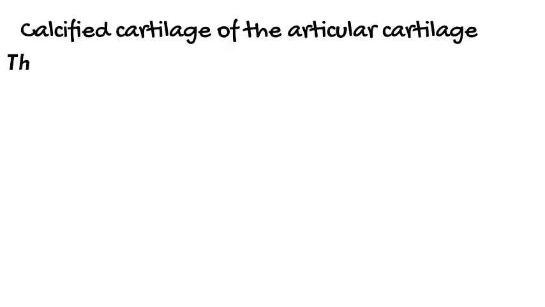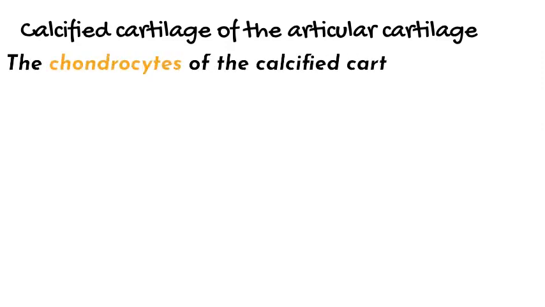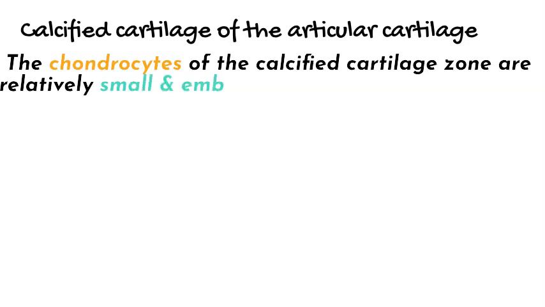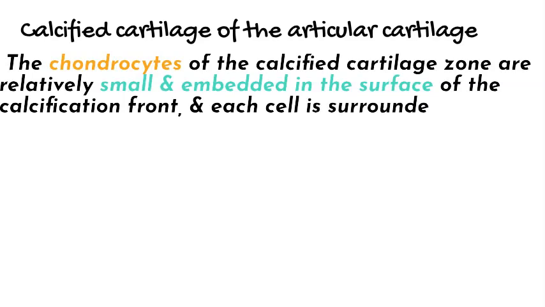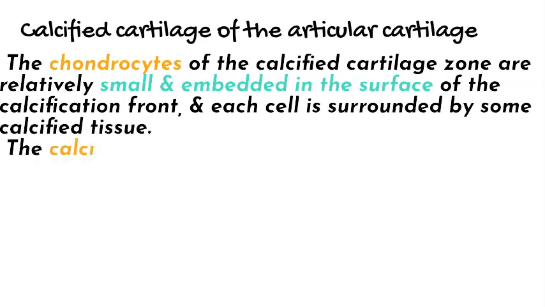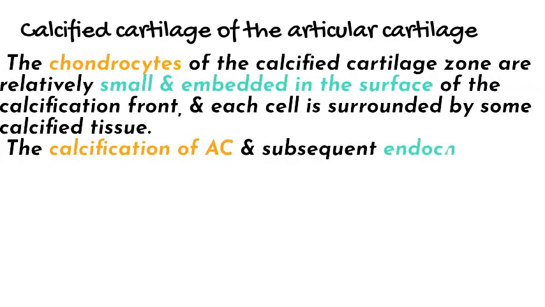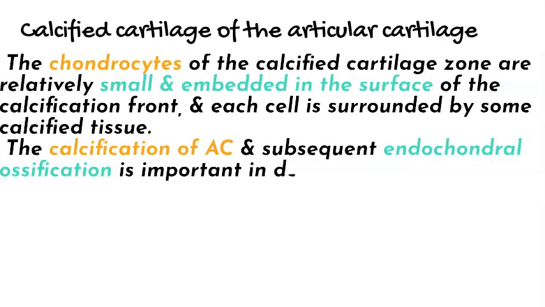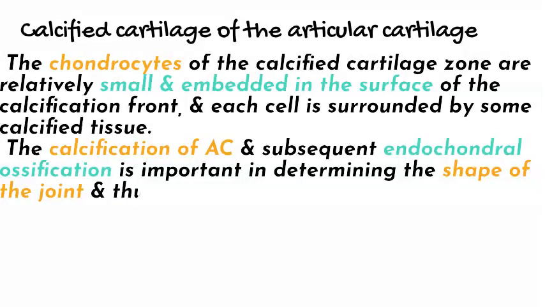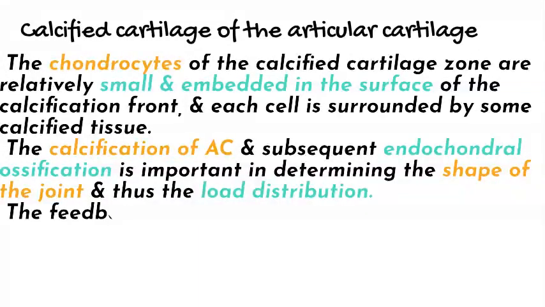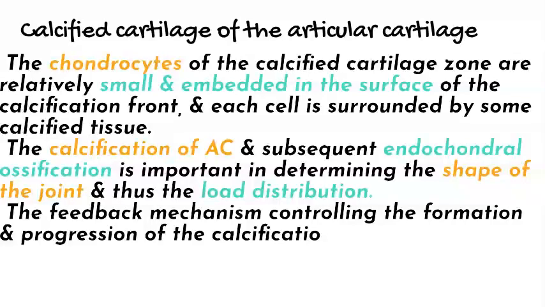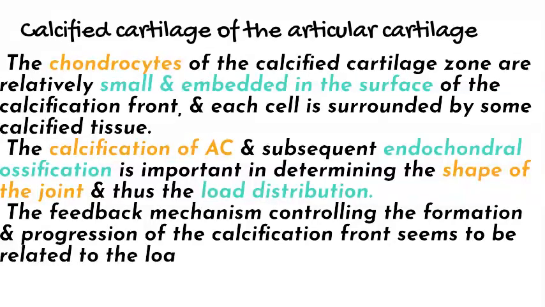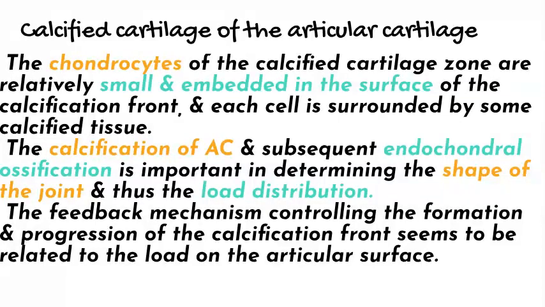The chondrocytes of the calcified cartilage zone are relatively small and embedded in the surface of the calcification front, and each cell is surrounded by some calcified tissue. The calcification of articular cartilage and subsequent endochondral ossification is important in determining the shape of the joint and thus the load distribution. The feedback mechanism controlling the formation and progression of the calcification front seems to be related to the load on the articular surface.